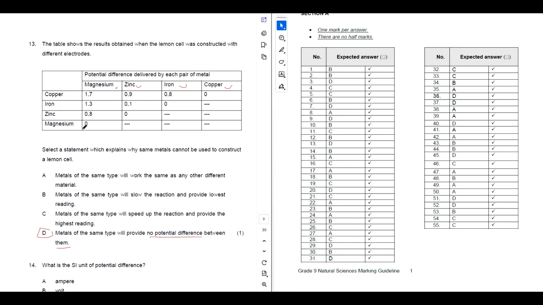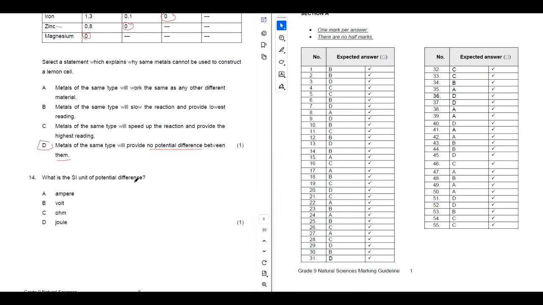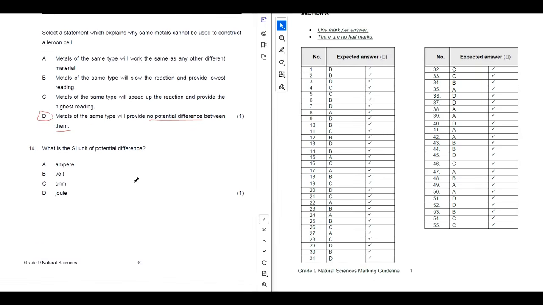That's why we are seeing here that if we have zinc here and zinc here, the result is always 0. If we have magnesium here and magnesium here, where they meet, the result will always be 0, because they cannot provide any potential difference between or among themselves. Even with iron, if we check iron here and here, where they meet, the result is 0. And then we will move to our next question, which is question 14.